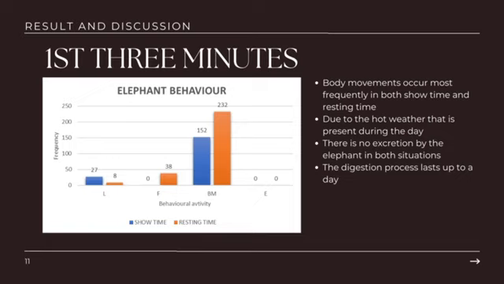Meanwhile, there is no excretion by the elephant in the first 3 minutes in both situations. The food that was given by the visitors was not enough to digest, and the elephant excreted what is not needed. The digestion process lasts up to a day. That is why there is only one excretion that happened throughout the observation.